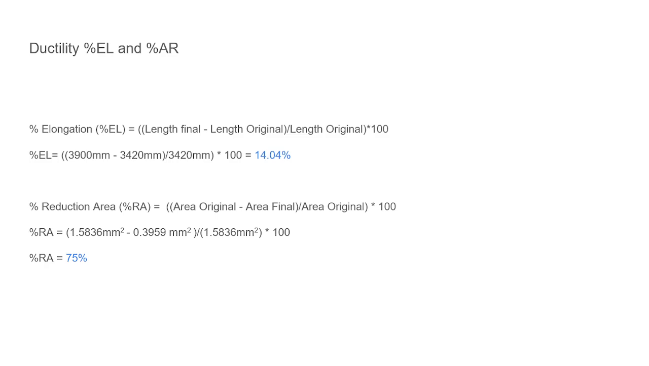And then the percent area reduction is the original area minus the final area divided by the original area, times 100. So that was these numbers from the online version. 1.5836 millimeters squared minus 0.3959 millimeters squared divided by 1.5836 millimeters squared times 100. And that gave us about 75%.